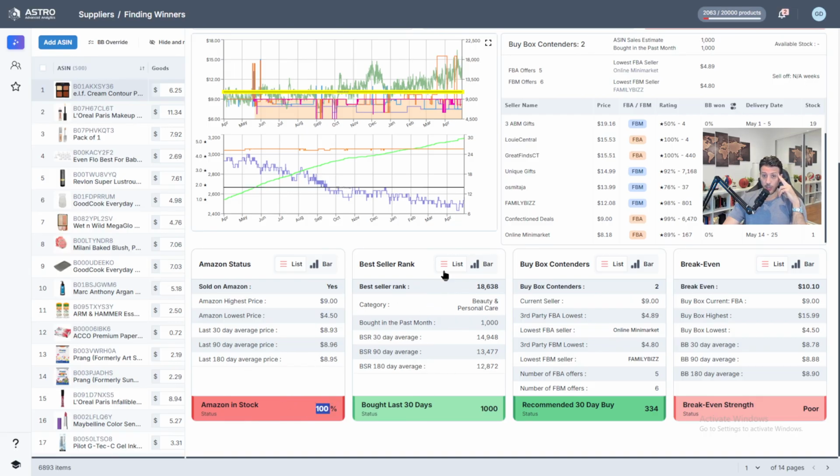Next, we're evaluating the bestseller rank and the sales volume. So this is 18,000 in beauty and care. And based on all this data, we're looking at around 1,000 sales per month. It's a positive product, of course. 1,000 sales a month is a lot.